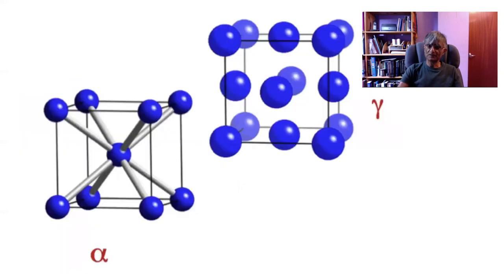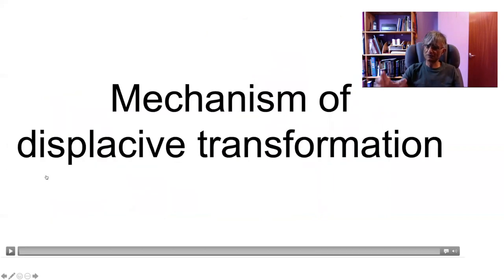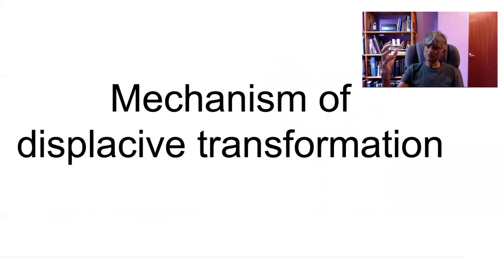Now, we are interested in the transformation from austenite to ferrite, where austenite is a cubic F unit cell with a motif of one iron atom per lattice point, and ferrite is the cubic I lattice with a motif of one iron atom per lattice point. And you can accomplish this change in structure in two different ways. First of all, we look at the displacive transformation, where there is a deformation which changes the parent structure into that of the product.